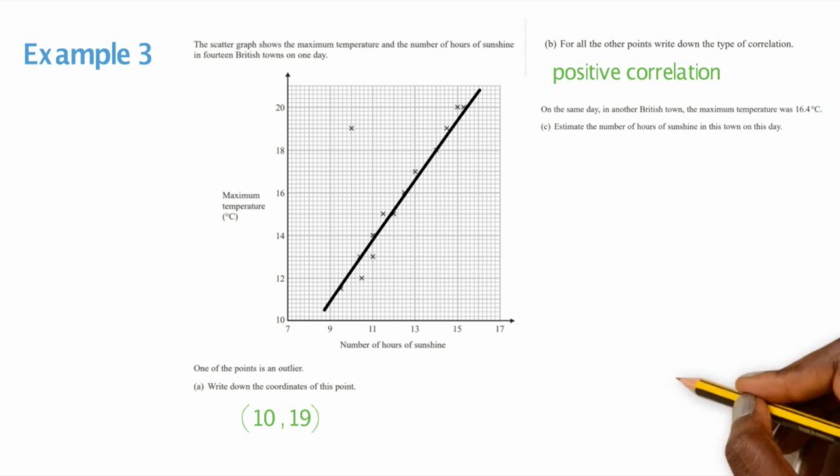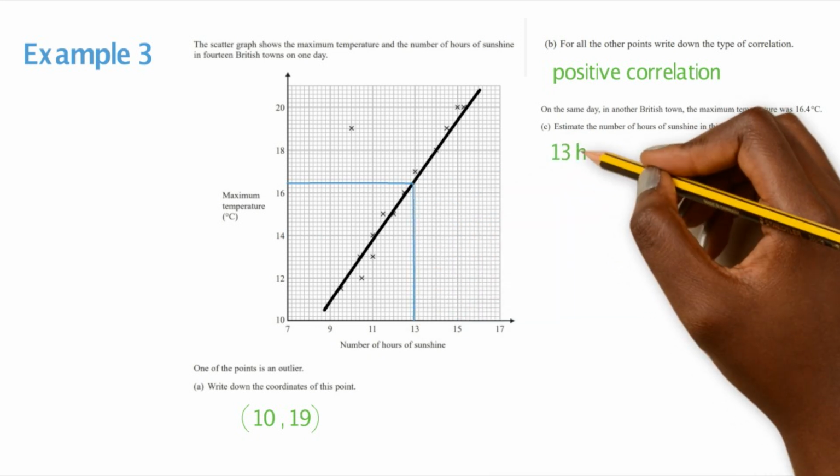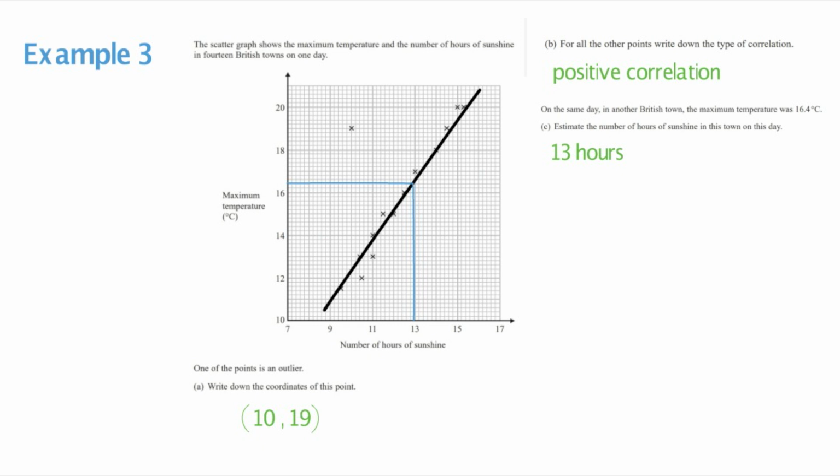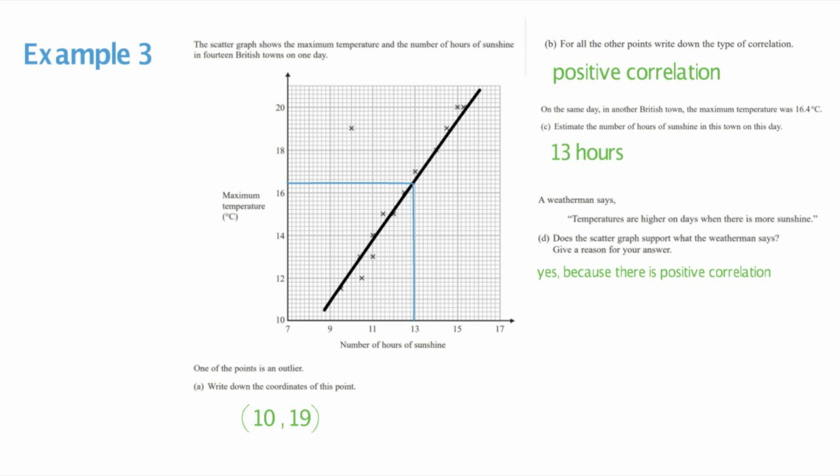And then a potential follow-up question is an estimate, for which we've already drawn our line of best fit. So it's just a cross and down, cross from 16.4 this time. And that's an estimate of 13 hours of sunshine in a day. Now, sometimes they like to ask these questions. So, do you think it supports what the weatherman is saying? Well, yes, because there's a positive correlation, and as the temperature was going up, so was the sunshine. So, yes.